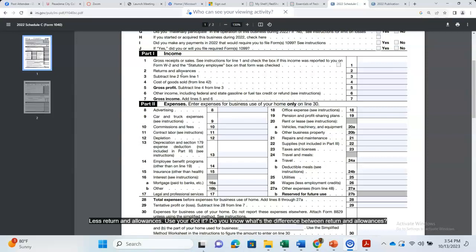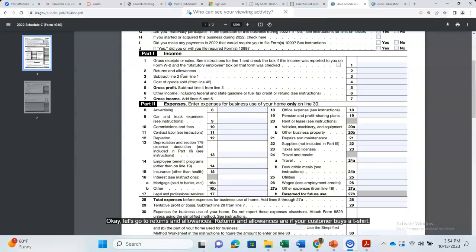Yeah. Well, return is when they return goods, and allowances is if you're giving them a discount for paying early, like a 3%. No, no. You were close, but no. Okay, you open another question opportunity for me.